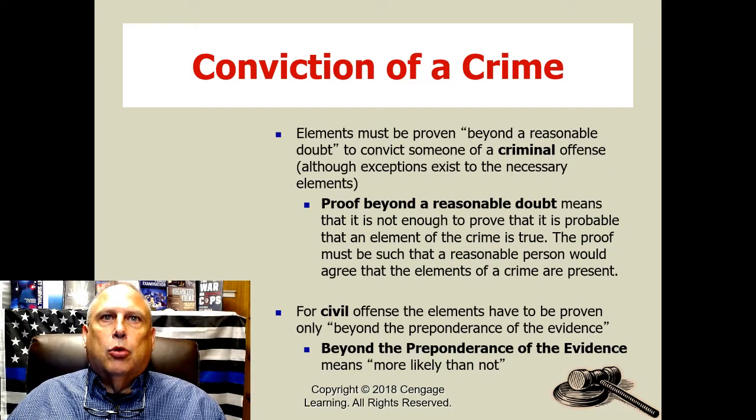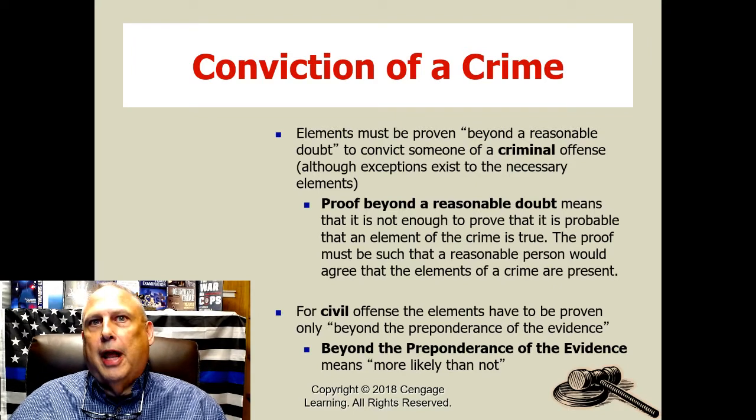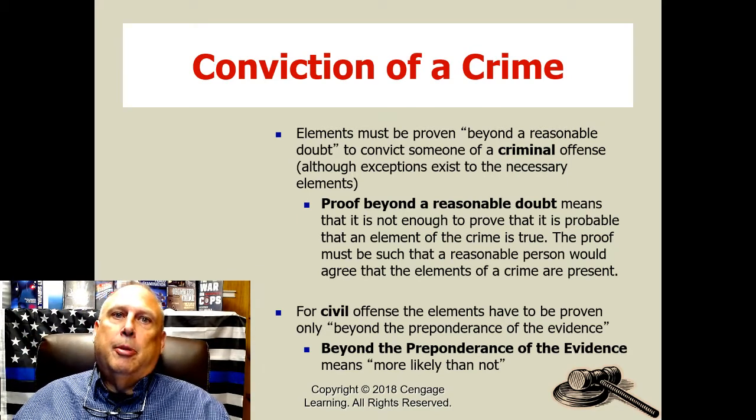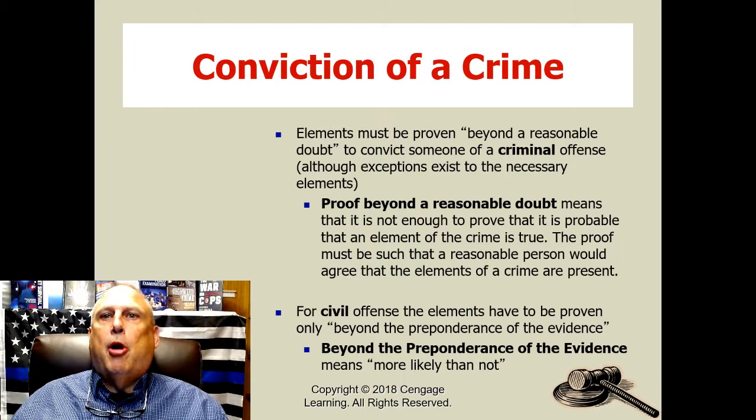This is the general rule that exists for nearly every element of the crime. Beyond a reasonable doubt means that it is not enough to prove that it is probable that an element of the crime is true. The proof must be such that a reasonable person would agree that the elements of a crime are present. For civil offenses, the elements to be proven are beyond the preponderance of the evidence. Beyond the preponderance of the evidence means more likely than not. In other words, 50% plus a feather.